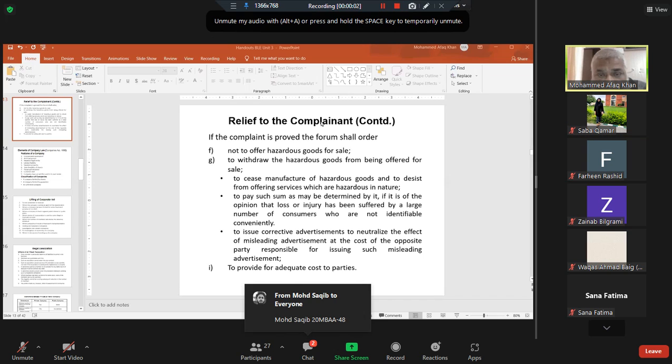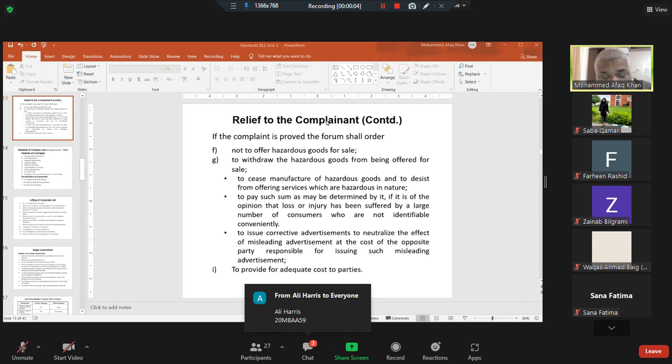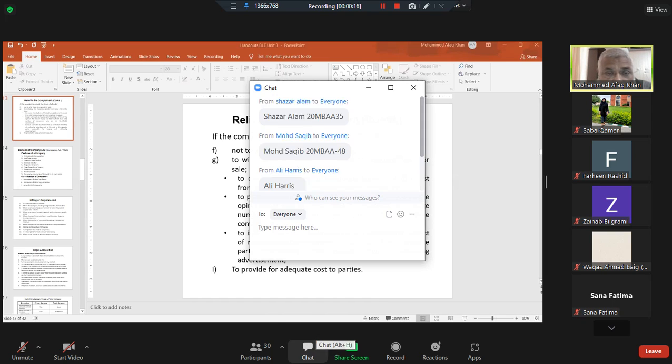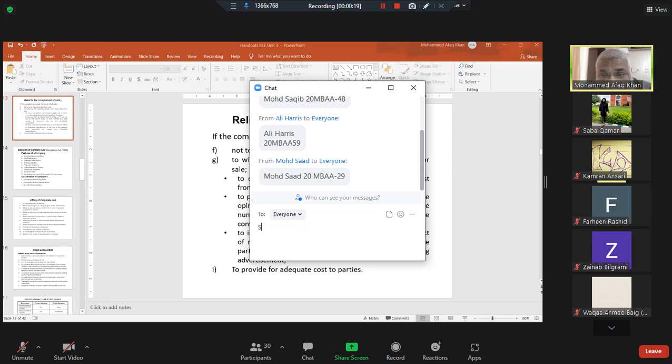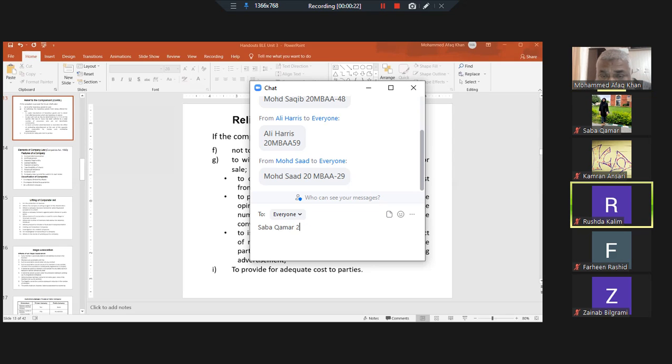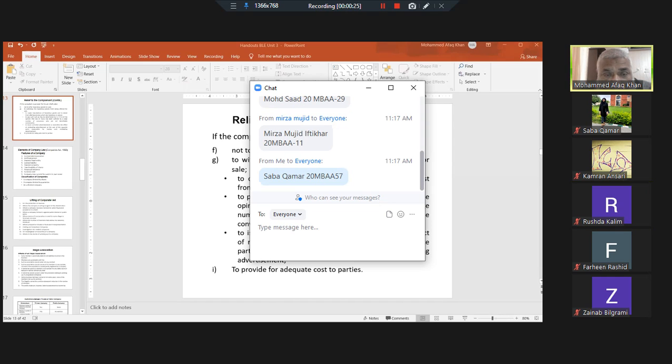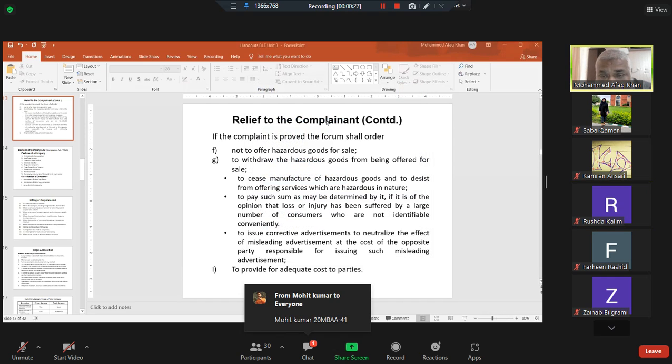These are the relief that the complainant seeks, and the respective forum provides this relief to the complainant. So if the complaint is proved, the forum shall order not to offer hazardous goods for sale anymore, or to withdraw the hazardous goods from being offered for sale by ceasing to manufacture those goods, and to desist from offering services which are hazardous in nature.